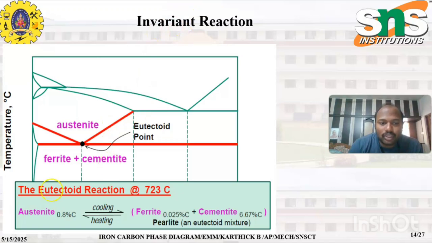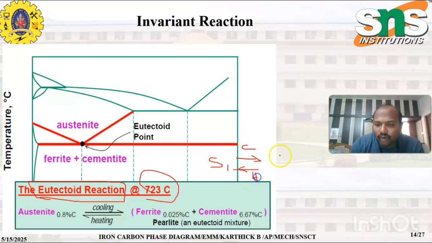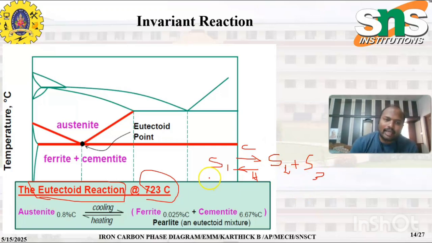Now when we come to the next reaction, it is known as the eutectoid reaction. It occurs at 720 degrees Celsius in this iron carbon diagram. In short, if a solid one, upon cooling, gives new solids S2 and S3, and on heating these two solids give S1 again, then that reaction is known as a eutectoid reaction. In this iron carbon diagram, it is found in the steel part.